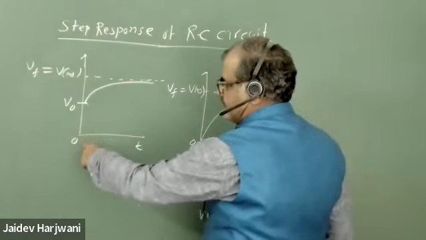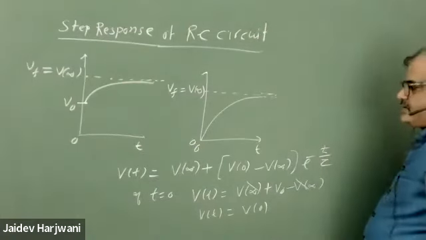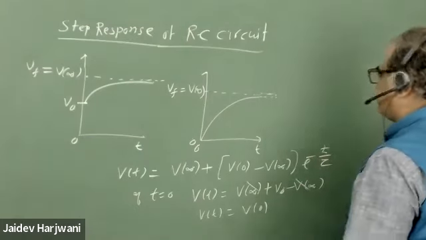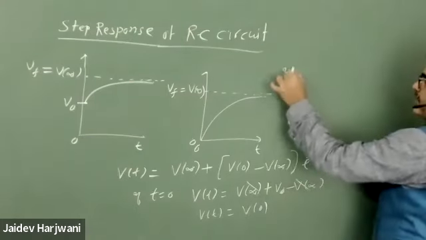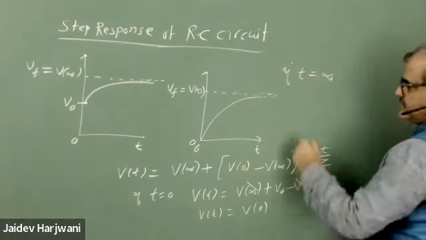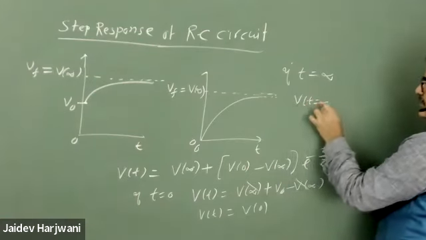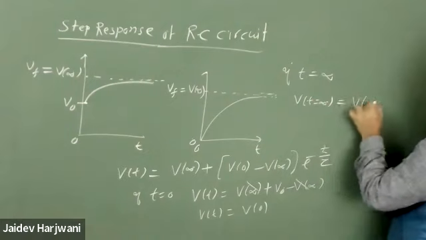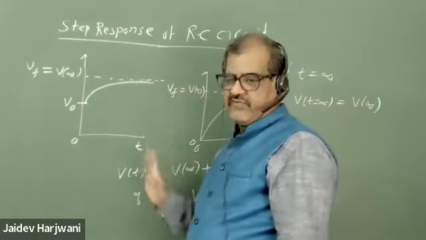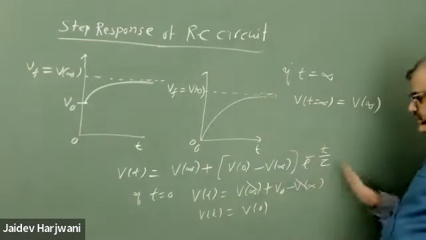This is at t equal to zero. Now V zero may be zero, in that case it will be zero. Similarly, in this equation, if I put t equal to infinite, then the whole exponential term becomes zero, and you get V at t infinite equal to V infinite. That means your capacitor will get charged up to the final voltage. So you can check this equation at both limits.